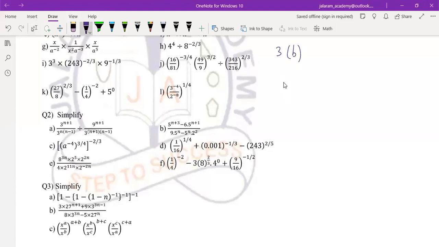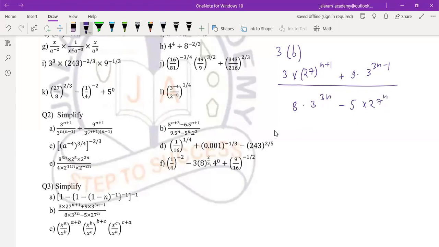Question 3b. 3 into 27 to the power n plus 1 plus 9 into 3 to the power 3n minus 1 over 8 into 3 to the power 3n minus 5 into 27 to the power n equals to, how to solve this?